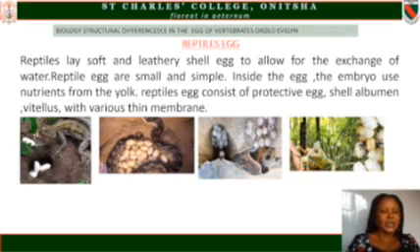The structures here are the examples of reptiles and their eggs. Structure number 1 is the egg of lizard. Then structure number 2 is the egg of snake. Structure number 3 is the egg of tortoise. And structure number 4 is the egg of chameleon.